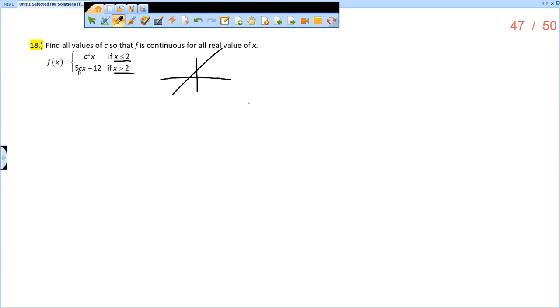But all right, now we need to make sure that it is continuous at x equals 2. And so we're going to evaluate f of 2, right, and make sure that that's equal to the limit as x approaches 2. All right, what is f of 2?